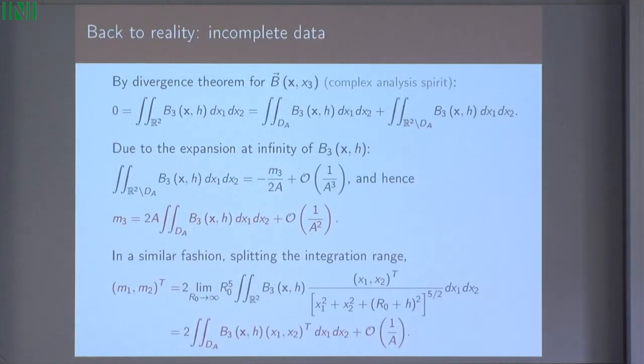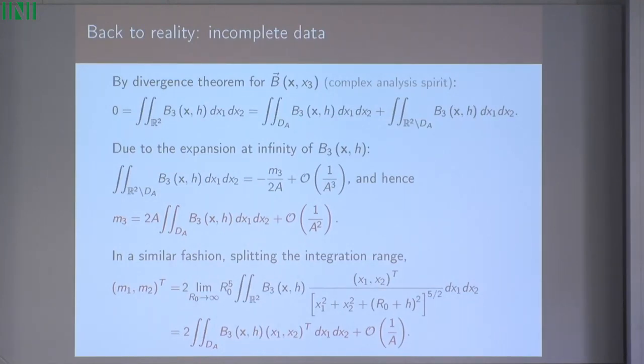And what serves the goal of recovering M3 is the observation that the divergence of the magnetic field is 0, and applying the Gauss theorem and putting a cap over the horizontal plane, closing it at infinity where everything decays.